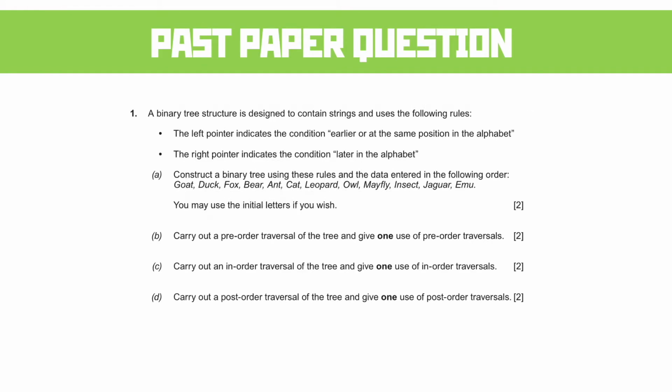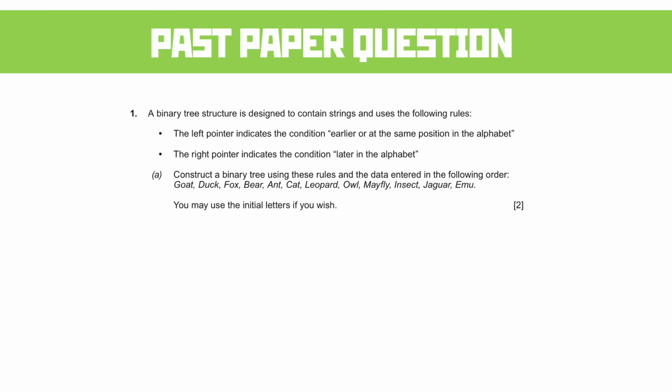Another question here, all about binary trees, and this is your classic question, because look how many marks they can get out of just a few different parts. So first of all, it's saying a binary tree structure is designed to contain strings and uses the following rules. The left pointer is earlier or in the same position, and the right pointer is later.